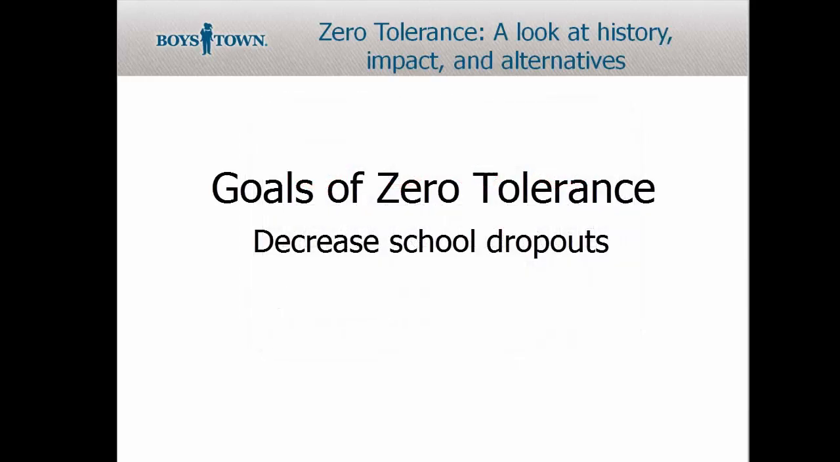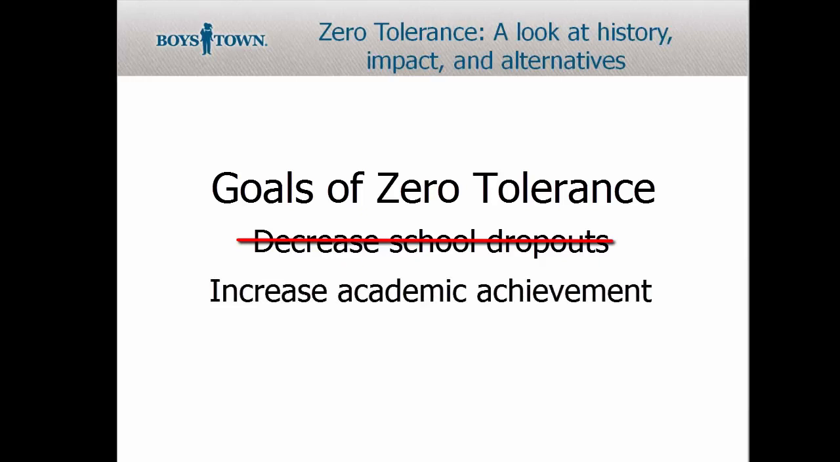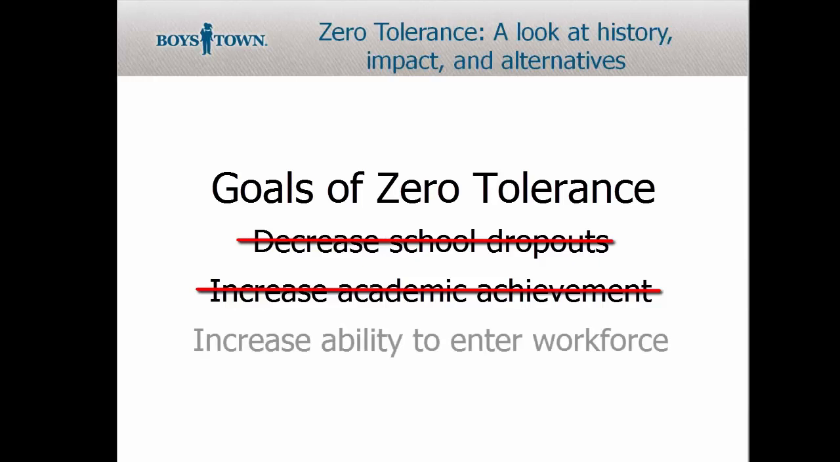The goal was to decrease school dropout, and we actually see an increase. We wanted to see an increase in student academic achievement, and we've seen that zero tolerance practices have a direct impact to actually decrease academic achievement. We wanted to increase people's ability to enter the workforce, and we find that zero tolerance decreases students' readiness to enter the workforce. As we see the increase of the application of zero tolerance to these minor behaviors, we're also seeing an impact on outcomes with our students and safety in our schools and communities.